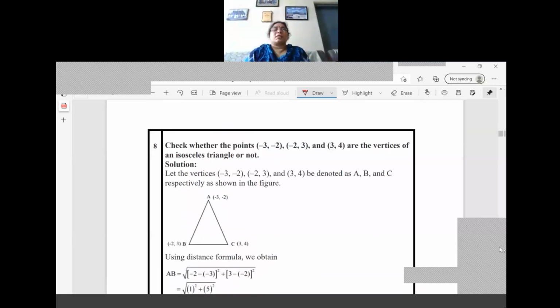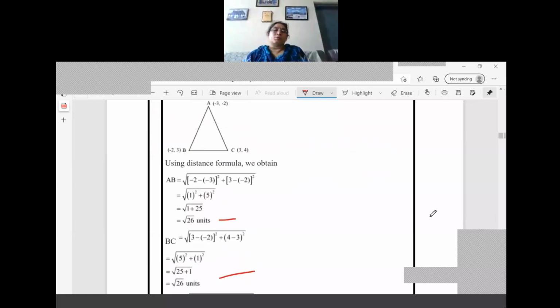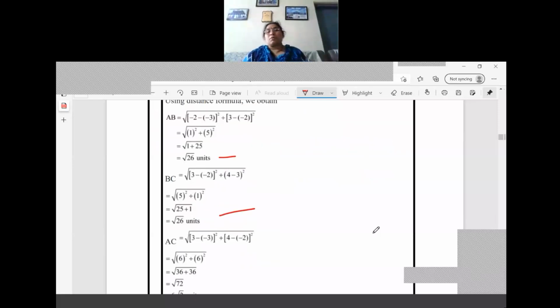So what is the question asked? It is an isosceles triangle. So how many sides should be equal? That is possible here, root 26. Now the question can be changed into an MCQ. If it is an isosceles triangle, what is the length of the equal side?